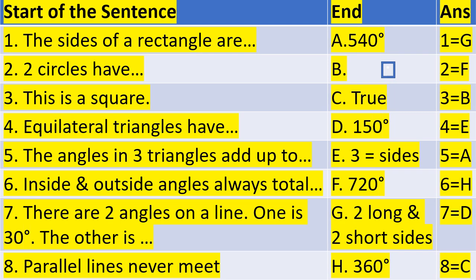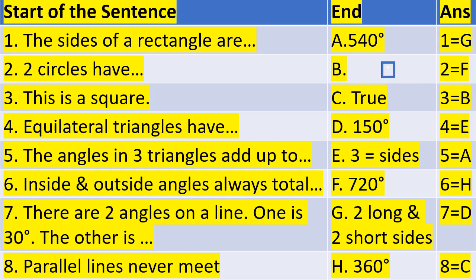We have the answers. Number one, the sides of a rectangle are, and the answer is G, two long and two short sides. Number two, two circles have, and the answer is F, 720 degrees. So one circle equals 360 degrees, two circles 720 degrees. Number three, this is a square, and the answer is B, where there's a little blue square shape.